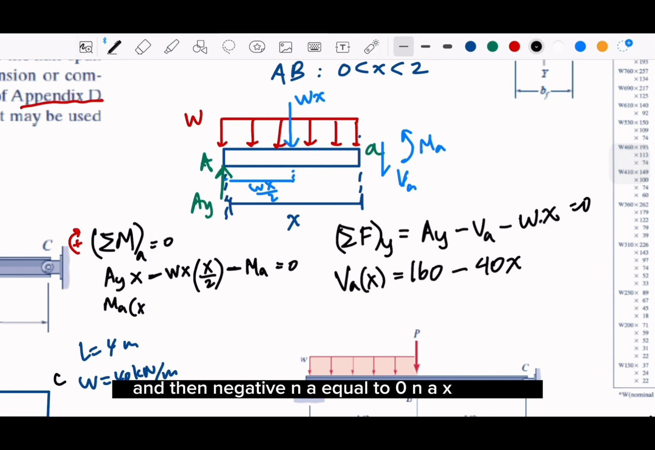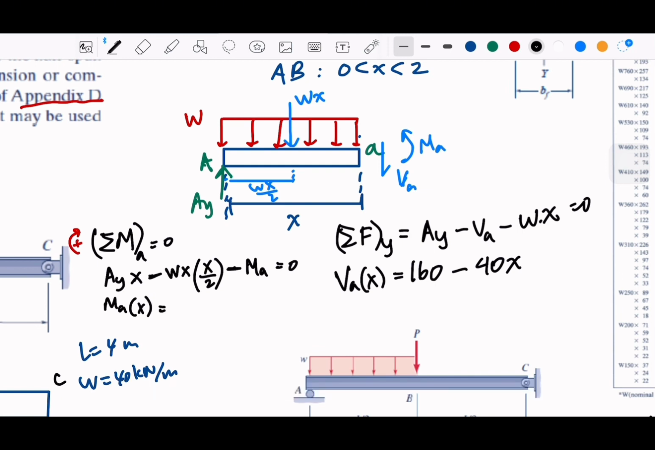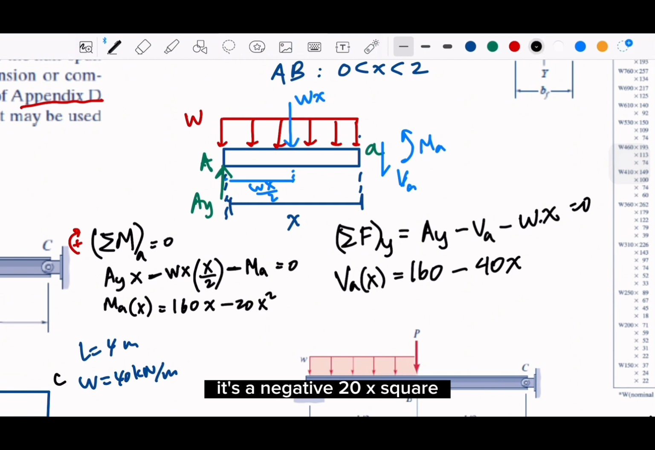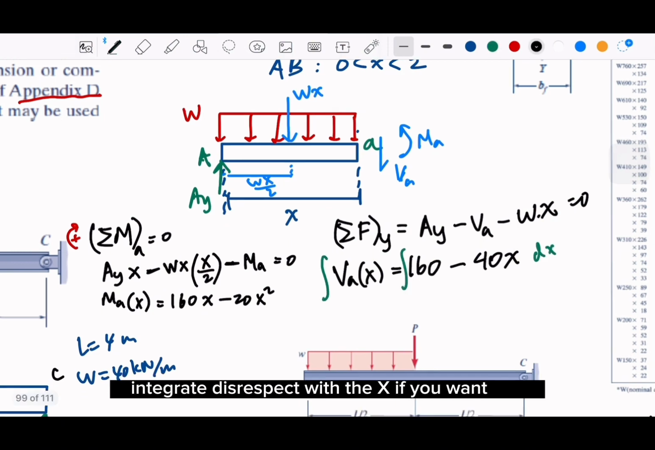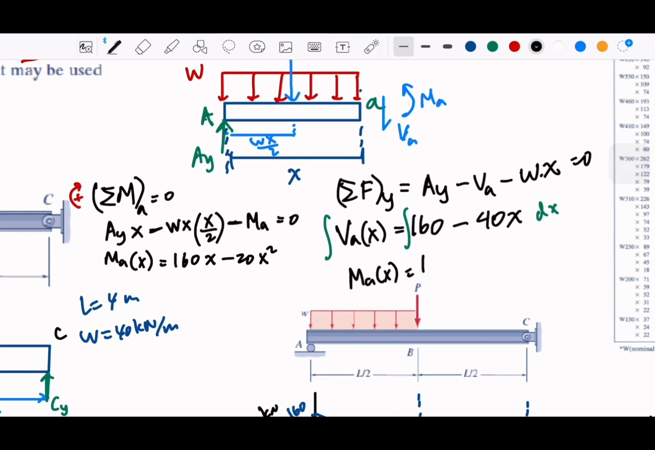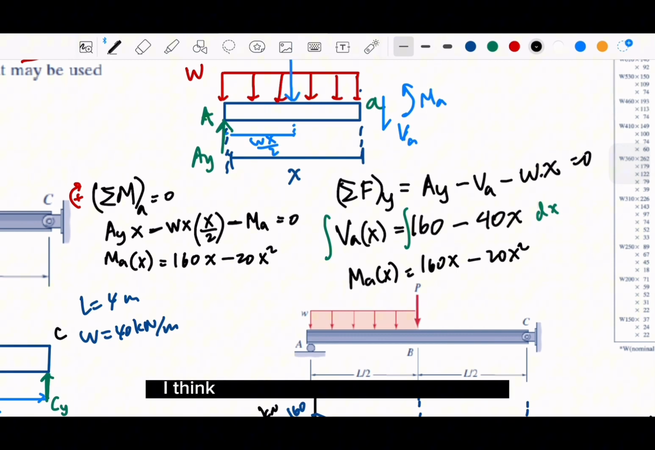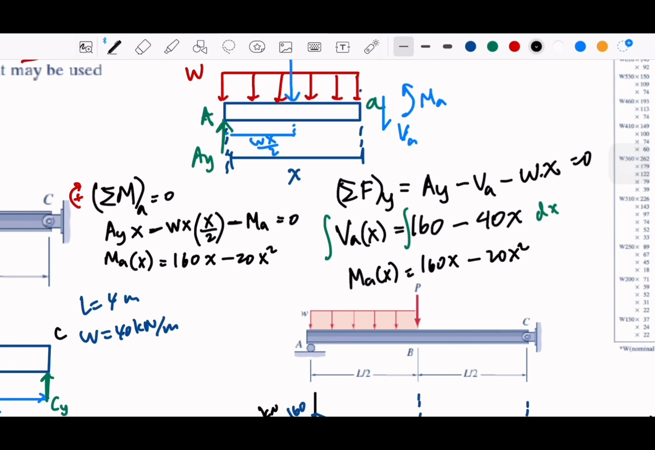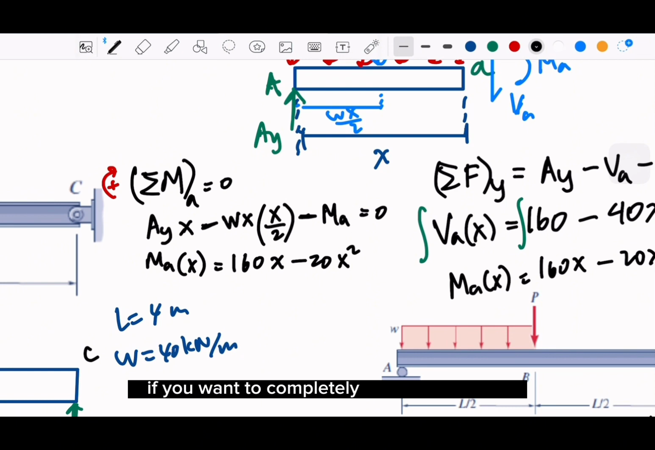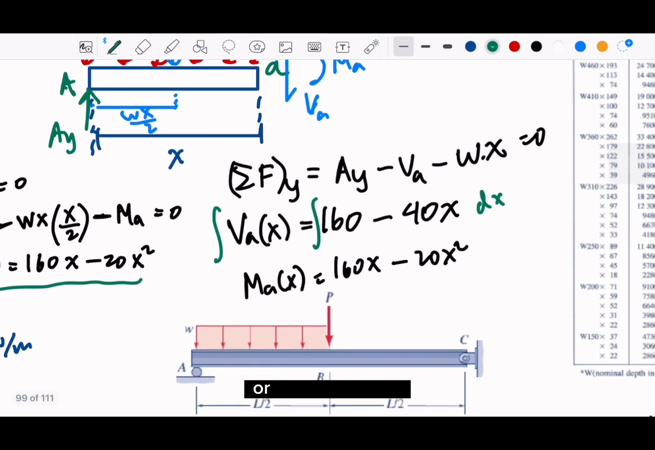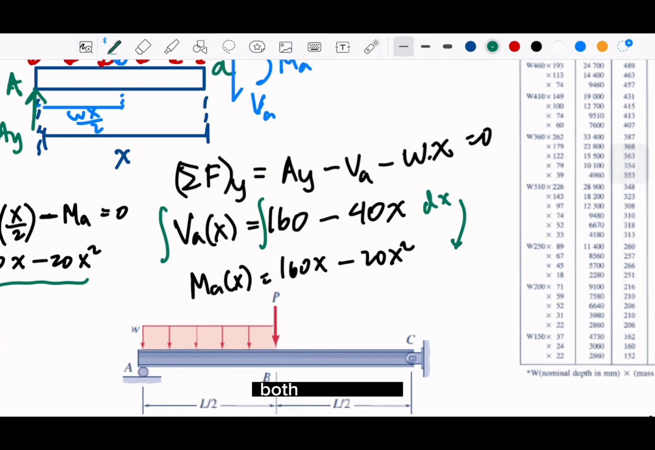So M is equal to 160x minus 20x squared. Or you could integrate this with respect to x if you want. I think it's faster if you just integrate it. If you want to completely take the moment, you can do both ways. You can take the moment here from the sigma moment, or just integrate this. Both are correct.